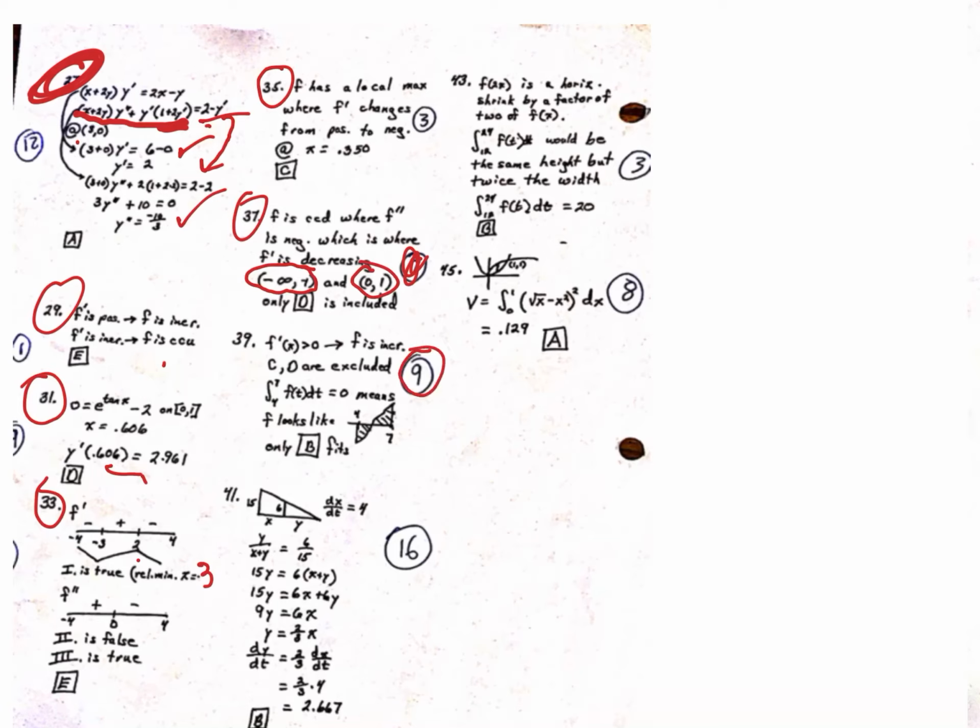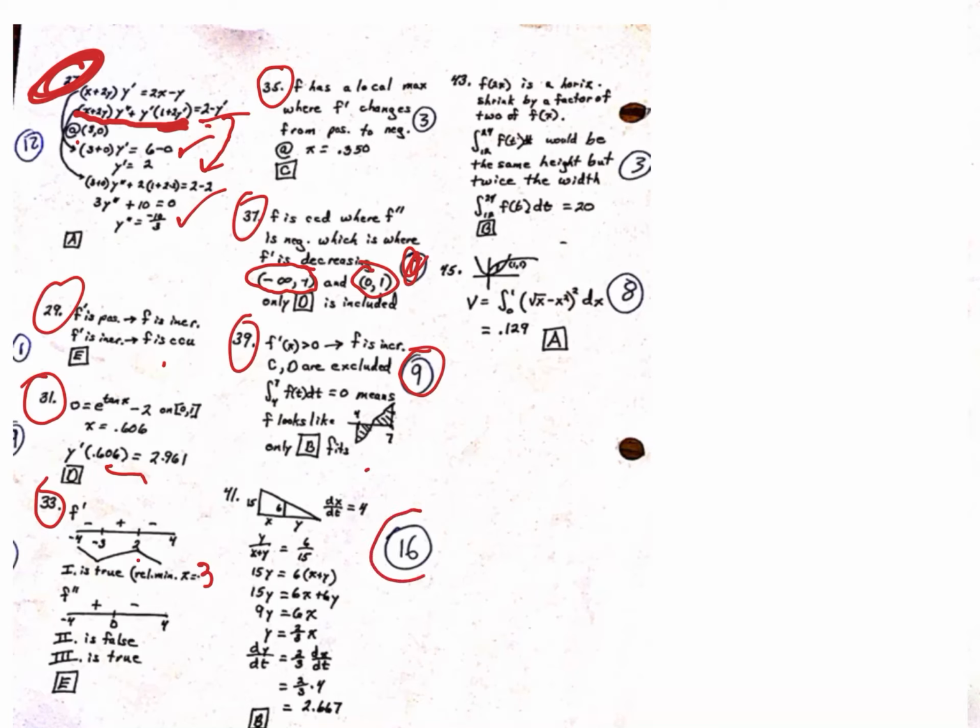39, we had 9 people needing help on 39. For this one, we know f prime is greater than 0, and we know that the integral from 4 to 7 of f of t is 0. And so then I would be looking at, since f prime is greater than 0, f is increasing, so c and d would be crossed out. Integral from 4 to 7 is 0. That means that the graph's going to have part below the graph, part above the graph, and b would be the only one that would fit that option of what remains.